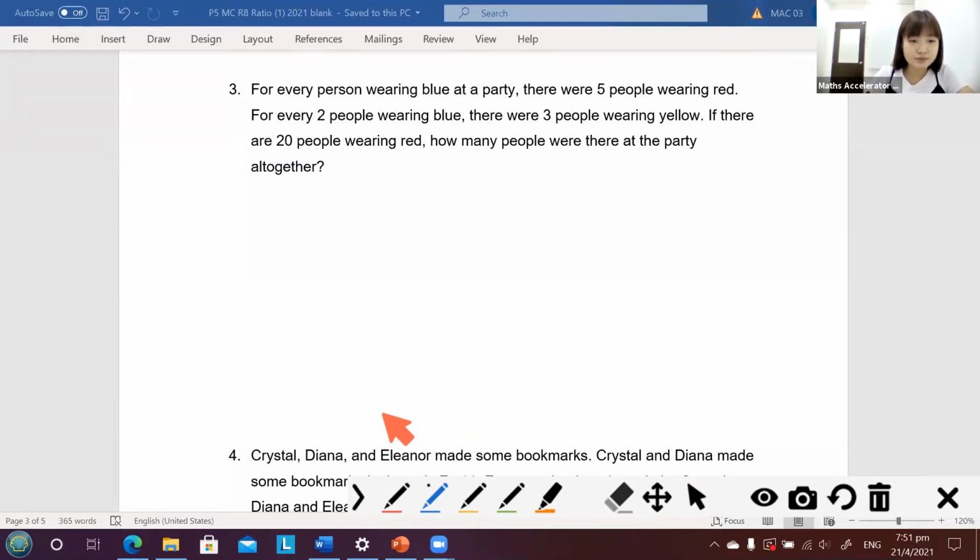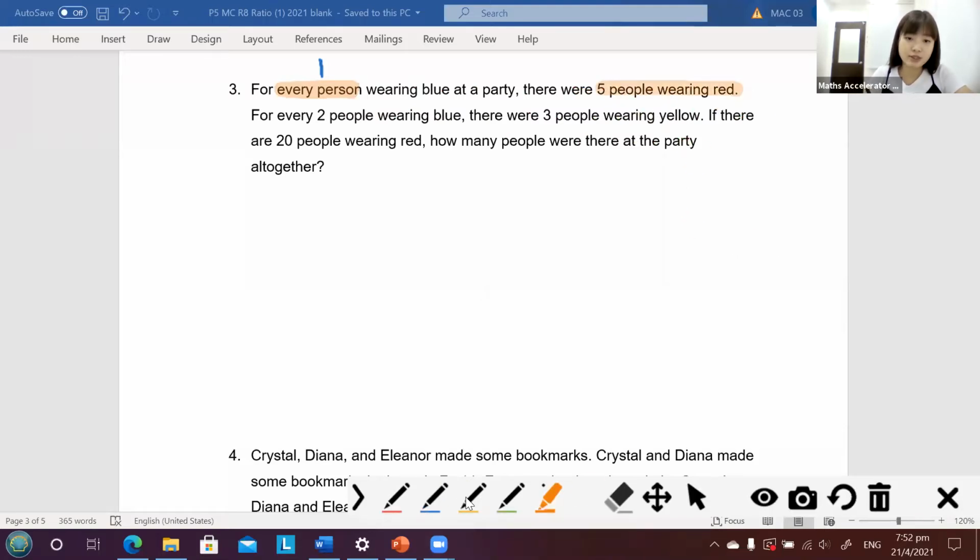Okay, question 3. For every person wearing blue at a party, there were 5 people wearing red. The question is phrased a little bit differently, because they don't tell you that the ratio is blah blah blah. They just tell you for every person. So for every person means 1. Every 1 person wearing blue, there will be 5 people wearing red.